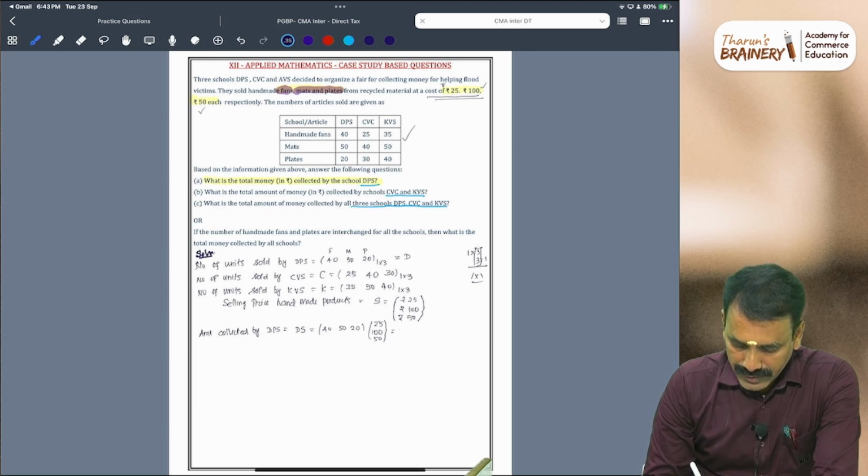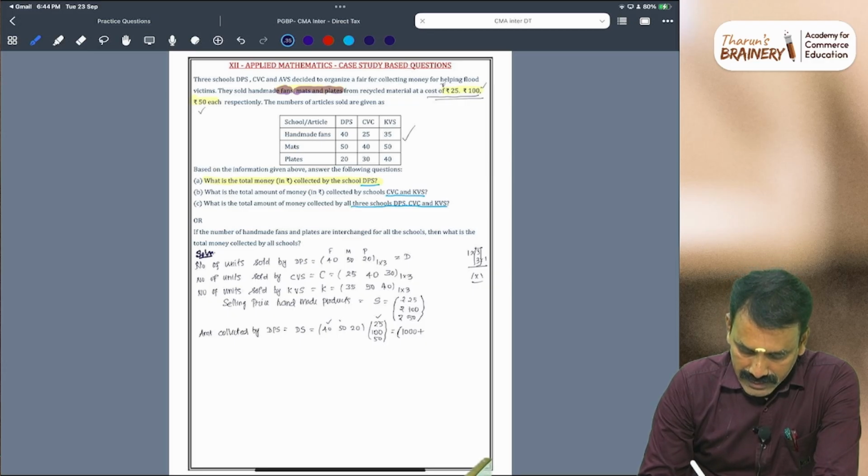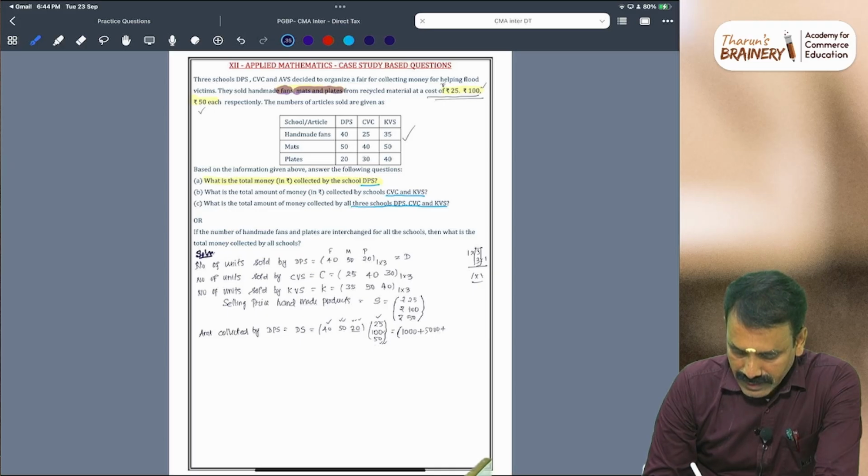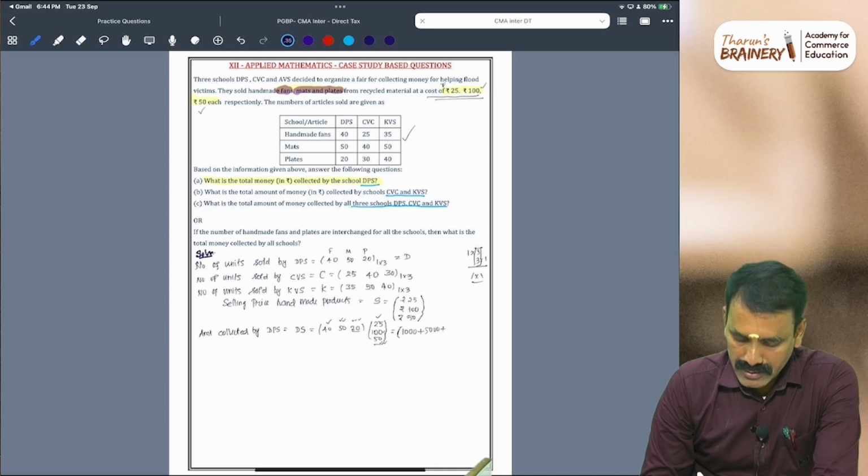So 40 into 25. First element is multiplied with the first element. So 40 multiplied with 25 is going to be 1000, plus 50 multiplied with 100. Second element is multiplied with the second element. So 50 multiplied with 100 is going to be 5000, plus third element multiplied with the third element. 20 multiplied with 50 is going to be 1000.